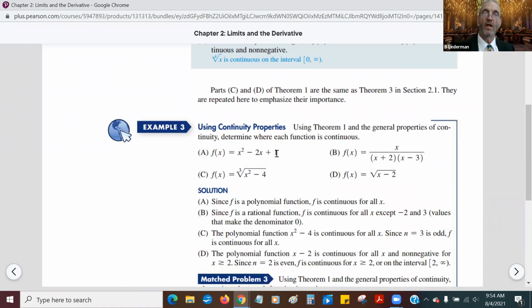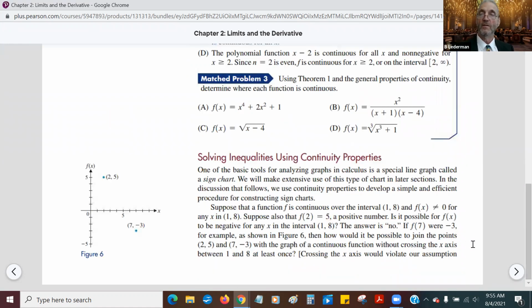Let's see. So A is a polynomial, so it's continuous. B is a rational function, so it's continuous except for -2 and +3. C is the cube root of some polynomial, so therefore it's continuous everywhere. D is the square root of x minus 2. So as long as x is greater than or equal to 2, this will be continuous. But if x is less than 2, then it becomes the square root of a negative number, and that messes everything up. What can you do? Alrighty.